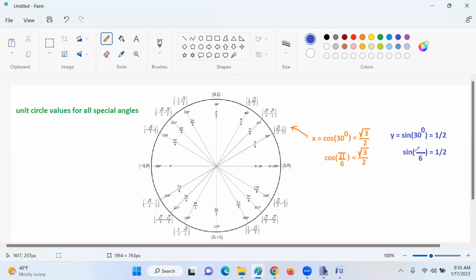Pi over 6. We're going to come back to the trick for trigonometry, and then I will tell you what it is, for each quadrant. So now we're going to go back to the second index. So the same thing for that.